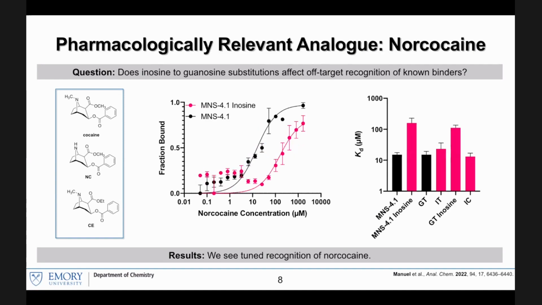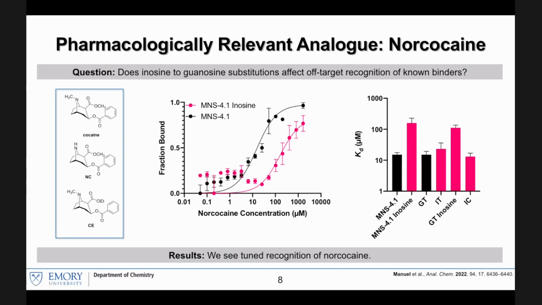And then we did norcocaine because it is the only pharmacologically relevant analog of cocaine, and because, again, the parent aptamer in literature is shown to bind norcocaine. So we wanted to add another analog to see if we could also tune that recognition. And we are able to tune it. And we're also able to, again, lose that affinity for this off-target with one of our other inosine-containing aptamers.